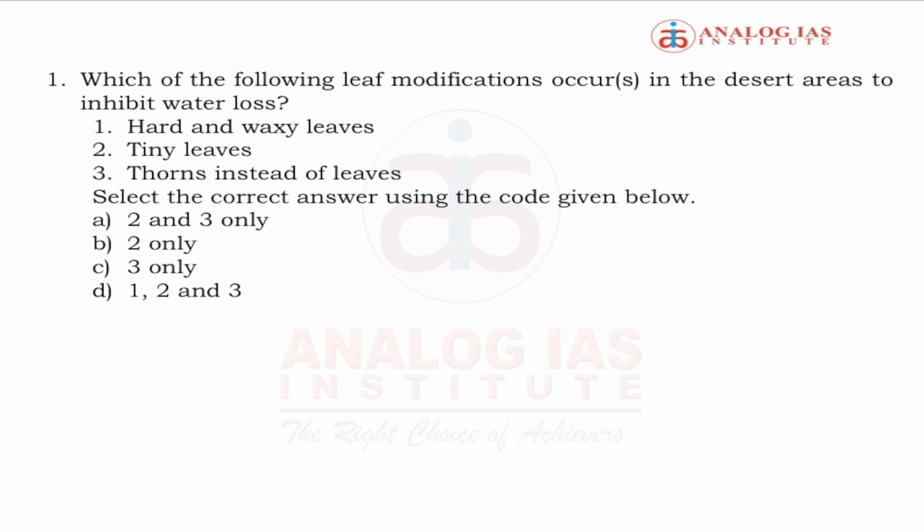Let's start our discussion concerned with the general science, technology and the environmental sciences. We have quite a good number of questions this year. Let's start with the first question. The question reads as, which of the following leaf modifications occurs in the desert areas to inhibit water loss?